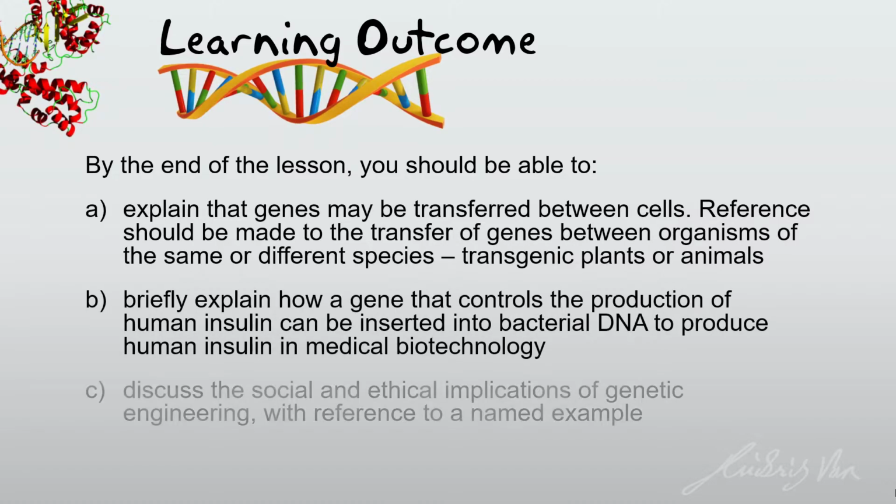By the end of this lesson, you should be able to explain that genes may be transferred between cells. Then briefly explain how a gene that controls the production of human insulin can be inserted into bacterial DNA to produce human insulin. And lastly, to discuss the social and ethical implications of genetic engineering with reference to a named example.